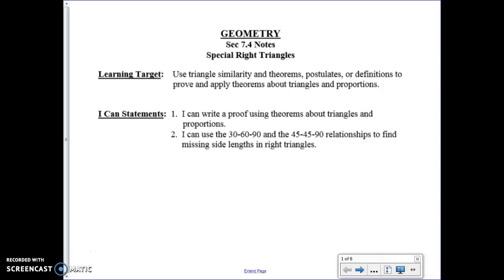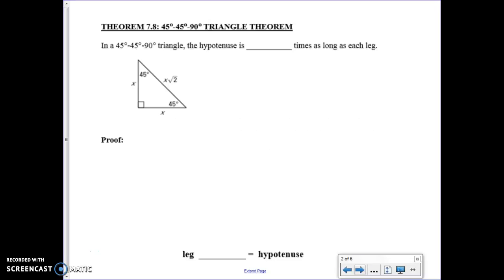Hey guys, today we are looking at some special right triangles. So these are some special cases in which we know specific things about angles in the triangle. The first one we're going to look at is a 45, 45, 90 triangle. In a 45, 45, 90 triangle, the hypotenuse is the square root of 2 times as long as each leg. So I'm going to show you how we determine this.